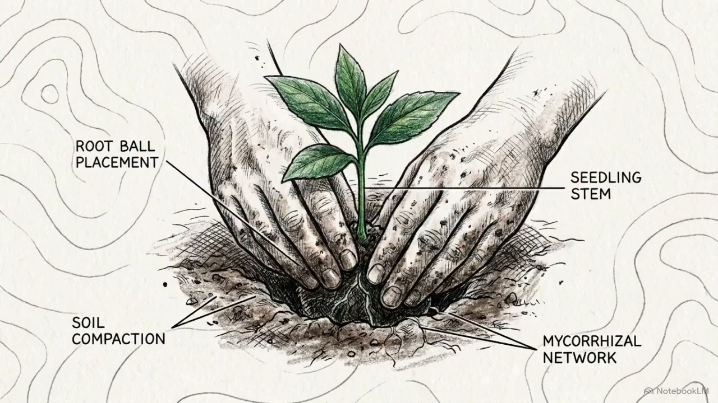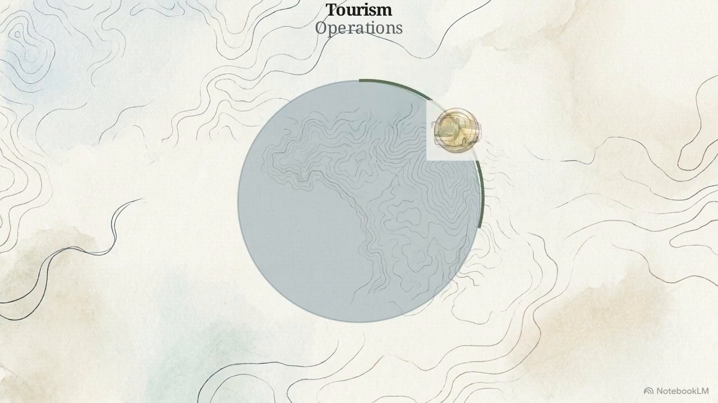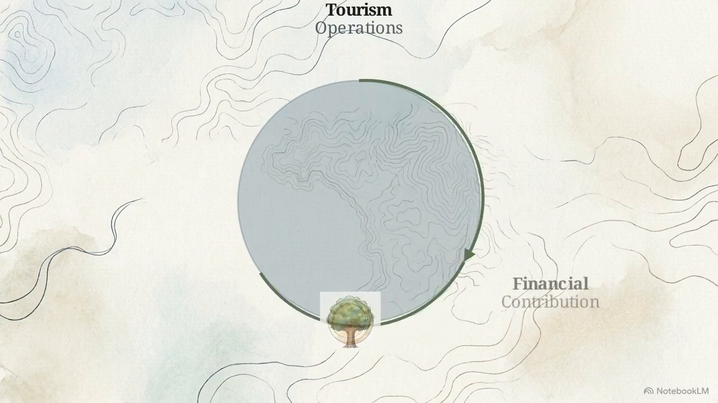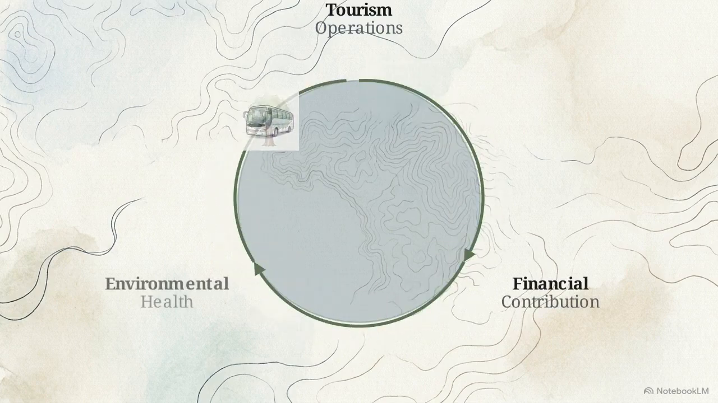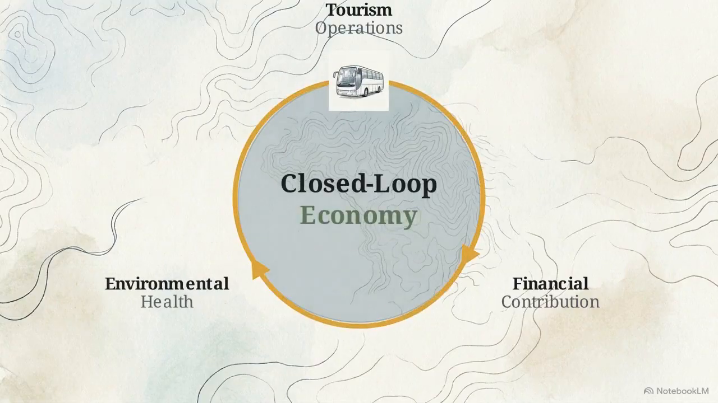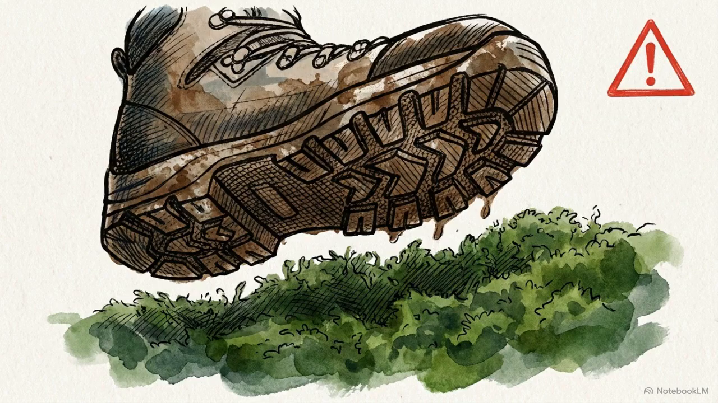Your contributions must target projects directly within your immediate operating destinations. Localized reinvestment guarantees the direct health of your primary asset, creating a closed-loop economy of preservation. Step 3 pivots our focus to GSTC D10, which requires tour operators to actively prevent the introduction of invasive species.